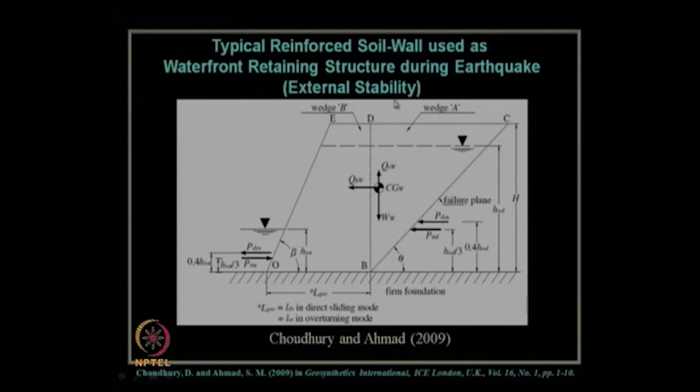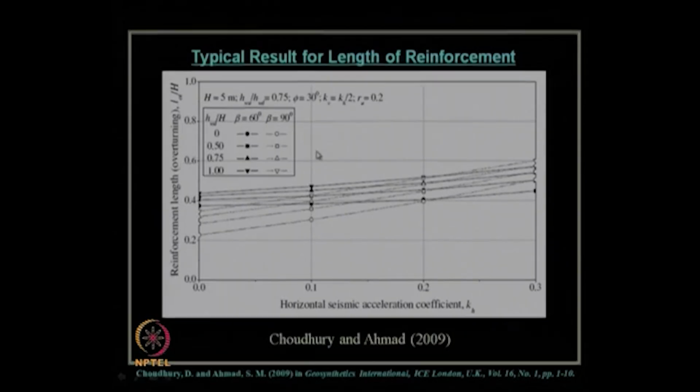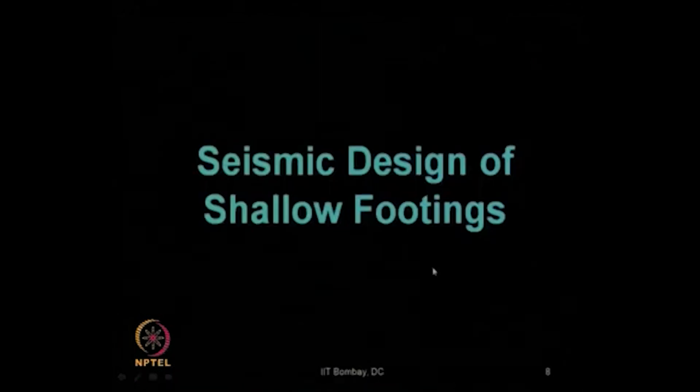Also, based on the external stability of that reinforced soil wall in the waterfront, which is available in the publication of Chaudhary and Ahmed in the journal Geosynthetics International, ICE London publication, we found out how much reinforcement length is required in terms of overturning mode of failure, in terms of sliding mode of failure, and pull out of the reinforcement. Among these three lengths, you have to provide the maximum length of the reinforcement for stability of such reinforced soil wall in the waterfront.